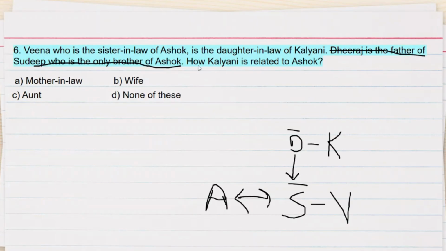Now coming to the question, what is asked? How is Kalyani related to Ashok? Ashok and Sudeep both are siblings. So Kalyani is also the mother of Ashok, right? Now see these options. None of these show mother as an option, so we'll go with none of these, right?